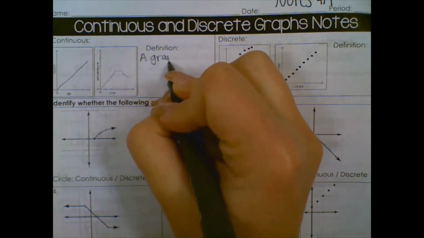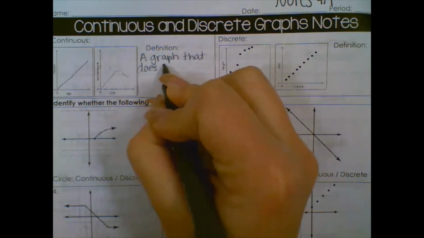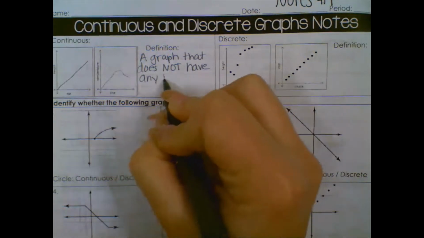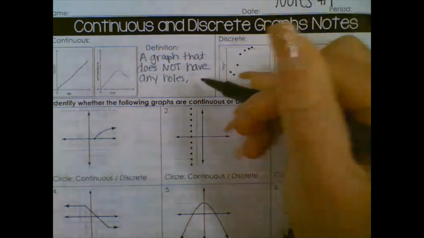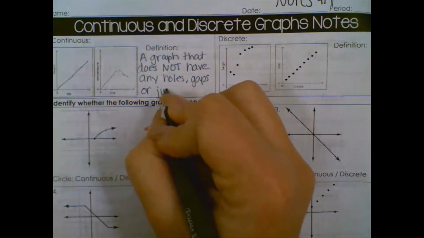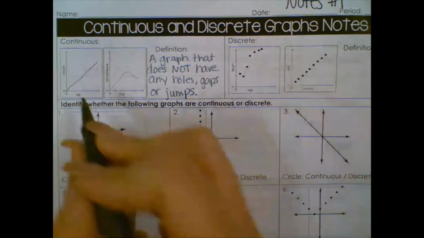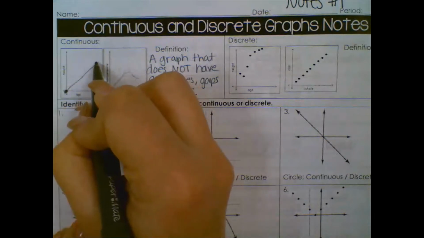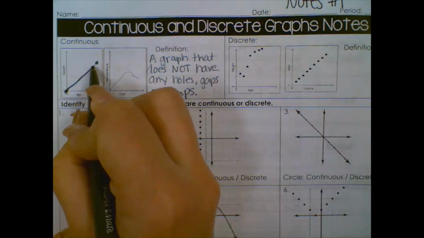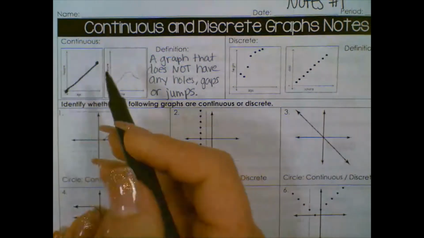So a graph that does not have any holes, gaps, or jumps. So if we look at these two graphs given, this is where the graph starts, this is where this graph ends, and all the way throughout, I can kind of draw my pencil across the entire thing without having to jump or pick it up or any gaps, which makes it continuous.